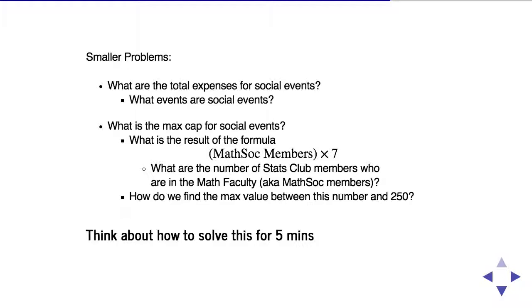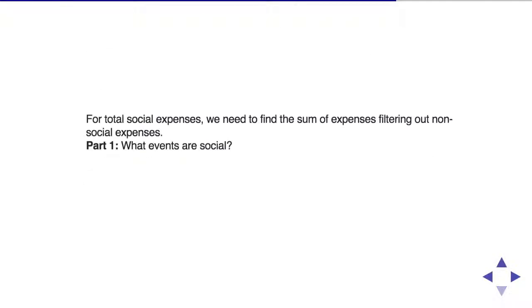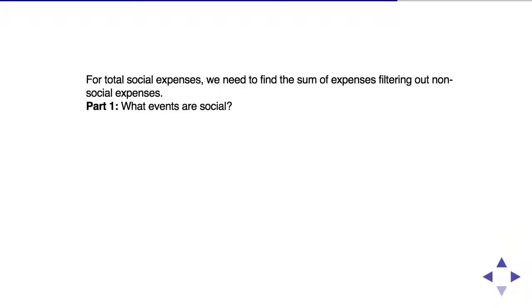This is the formula I'm basically trying to go with: we're trying to find a cap of social events with that formula and find the max value between these. So first part, for total expenses, try to find the sum of the expenses, filtering out non-social expenses. So what events are social? We want this here: select name from event where type equals social, or BOT and end of term.